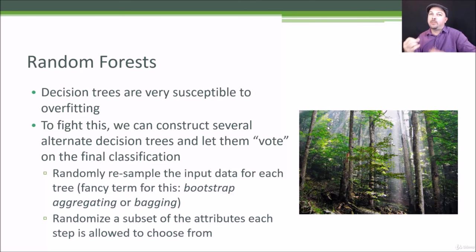But the basic idea is we have multiple trees, a forest of trees, if you will, each that uses a random subsample of the data that we have to train on. And then each of these trees can vote on the final result. And that will help us combat overfitting for a given set of training data.